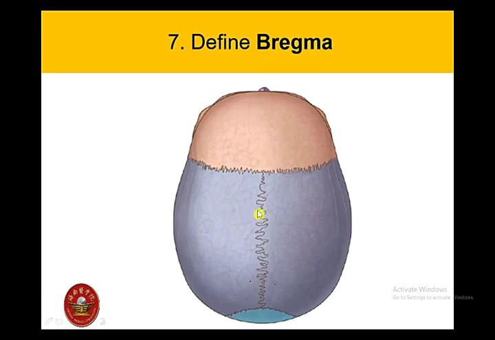So we are looking from the superior view. Here we can see the frontal, two parietal, and the occipital bone. So this is the coronal suture. This is the sagittal suture. So the intersection between the coronal and the sagittal suture, this intersection point known as Bregma. Again, the intersection between the coronal and the sagittal suture known as Bregma.